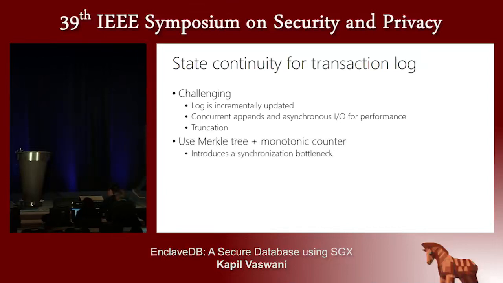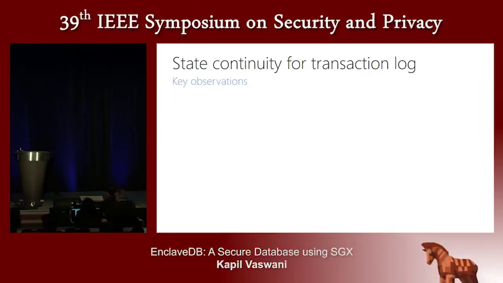We considered using the combination of a Merkle tree and a monotonic counter for ensuring state continuity for the log, but that unfortunately introduces a single synchronization bottleneck in the whole system, specifically on the root value of the Merkle tree. And that's the reason we propose a new scheme for ensuring state continuity of the log.